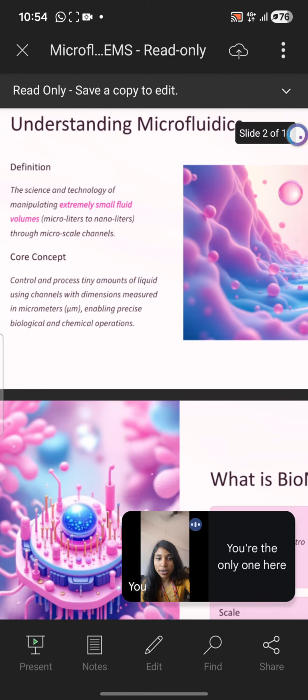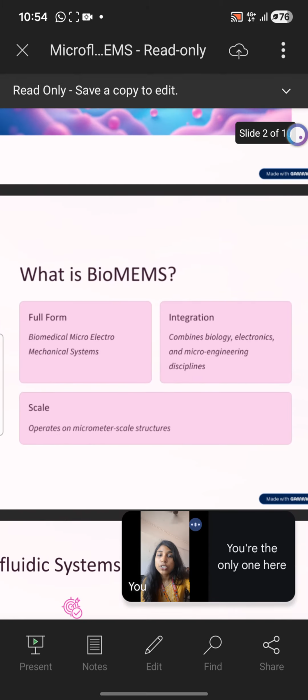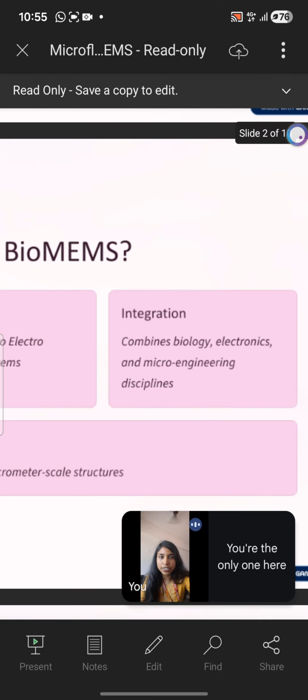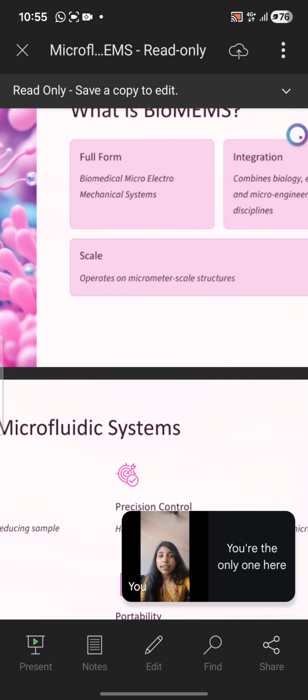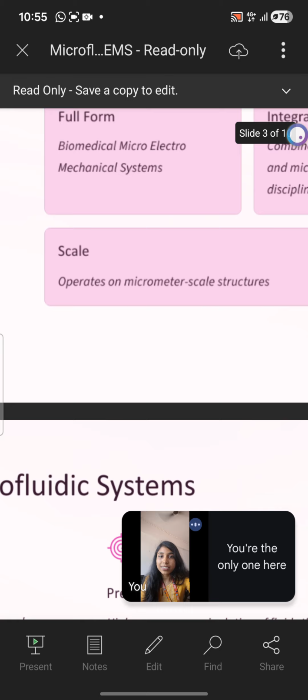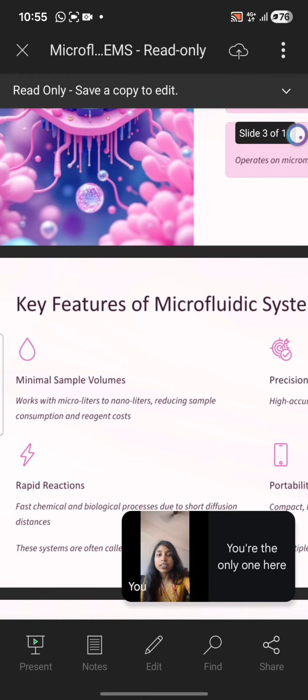And now let us talk about what is biomems. The full form of biomems is biomedical microelectromechanical system. That is, it is an integration of biology and microelectromechanical system. And here it defines the integration as biological, electronics, and disciplines. And as we know, it operates in a scale of micrometer structure, that is 10 to the power minus 8.